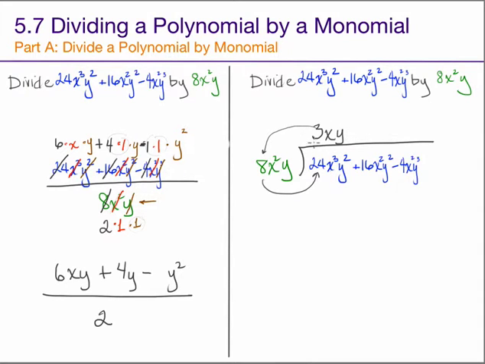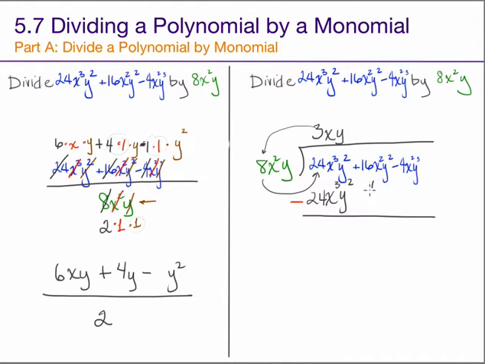Okay, now that we've determined this, we need to do our multiplication. 3 times 8 is 24. X times x squared is x cubed. Y times y is y squared. Now I'll change the signs and add. 24x cubed y squared plus negative 24x cubed y squared is 0. I don't need to write the 0, and I'm going to erase it in any case. So let's just leave it out.